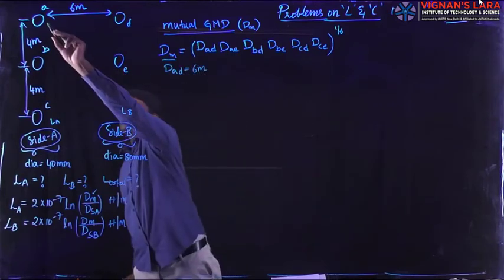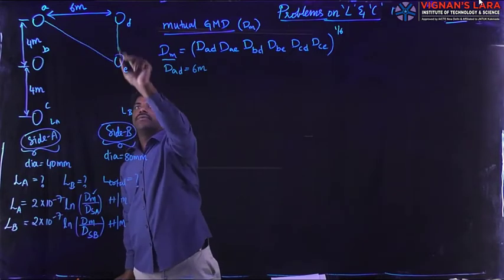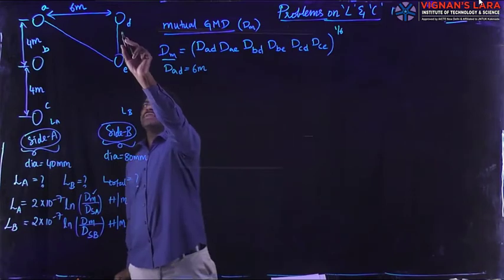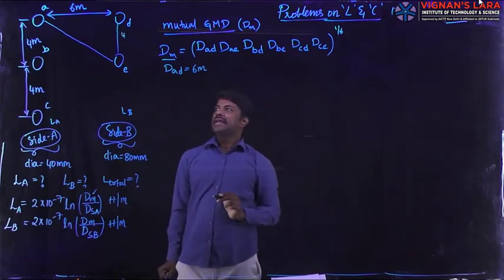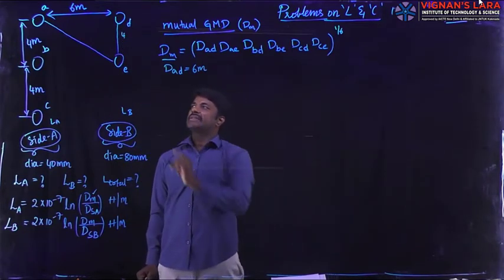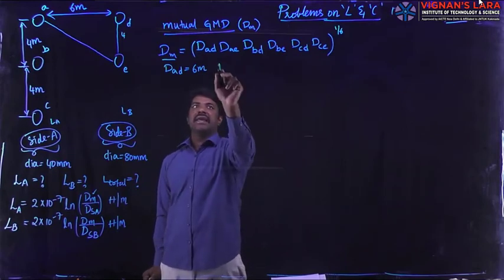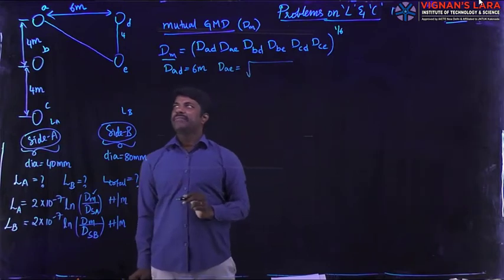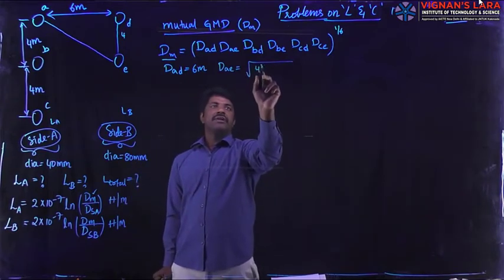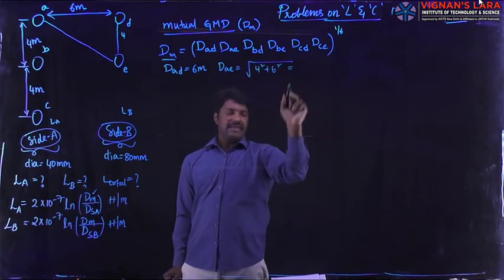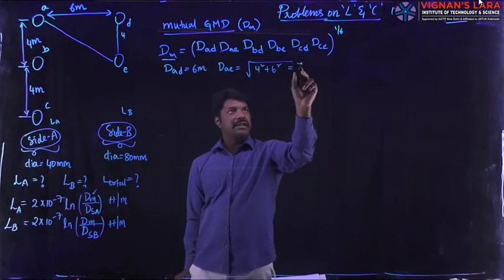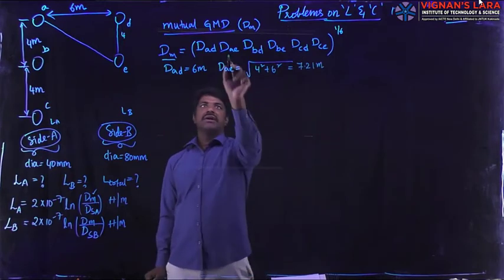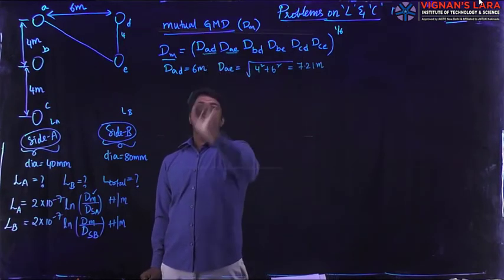Next, AE, this was the AE distance. If you observe, it is a right angle triangle. In this right angle triangle, the sides are 4 and 6. Then you can get the hypotenuse value as the required distance DAE, whose value, as per Pythagoras theorem, is square root of 4 square plus 6 square. In the calculator, if you operate it, you will get the value as 7.21 meters. So I got this value, which is also already given in the problem.